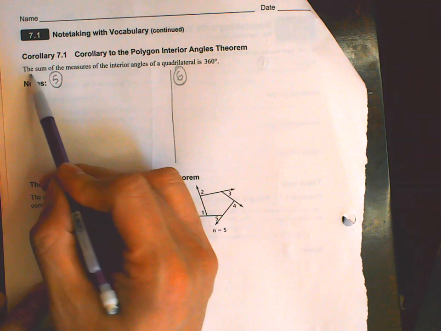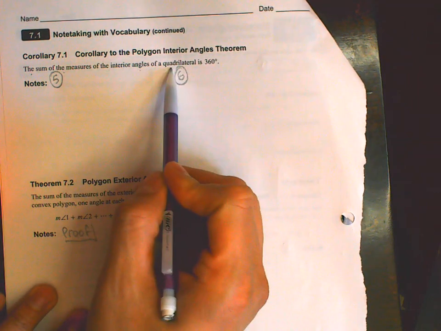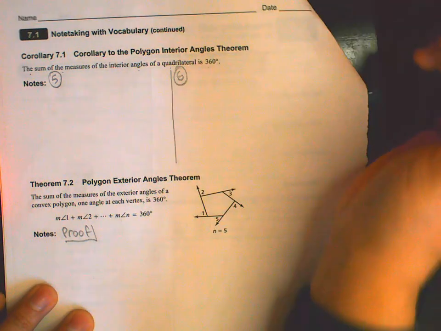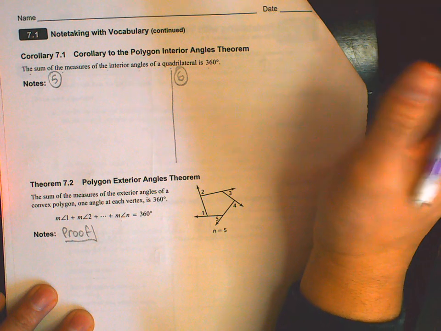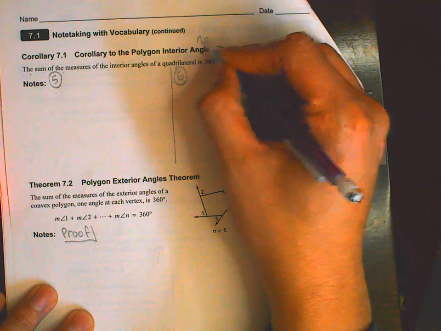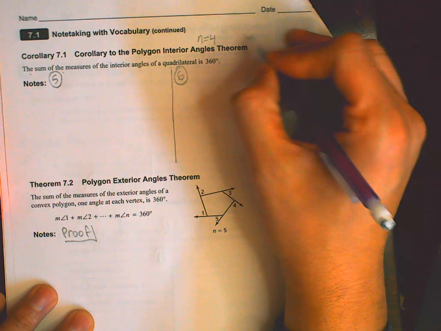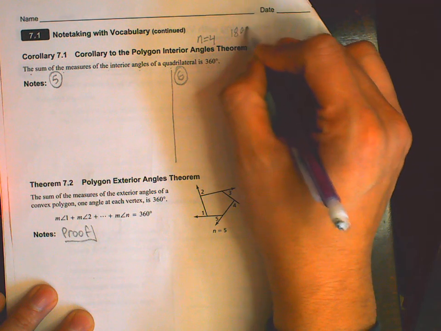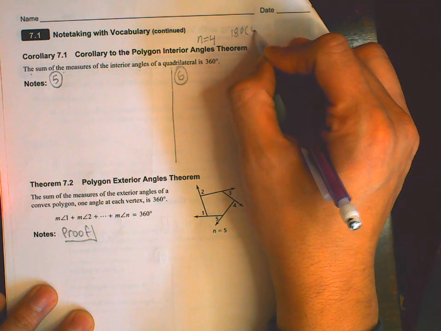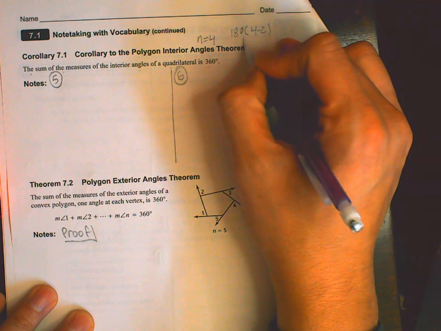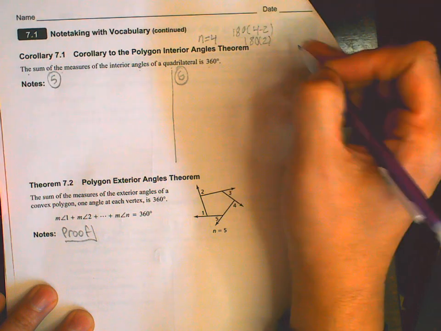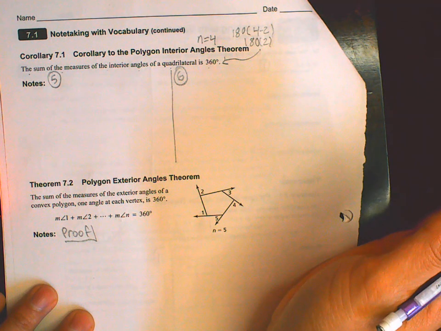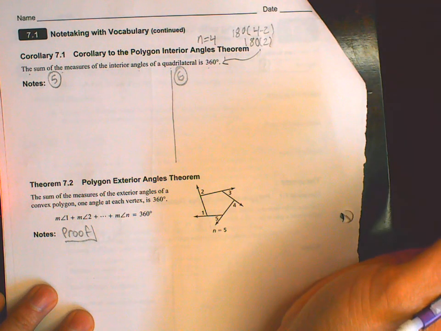All right, so the sum of the measures of the interior angles of a quadrilateral is 360. And if I were asked to prove this, this would really be super simple because a quadrilateral has 4 sides. So all I would need to do is put the 4 into the equation for 180 times n minus 2, n being 4. So that gives me 180 times 2, which is indeed going to be 360. So if they wanted me to prove this, this would be my go-to plan.